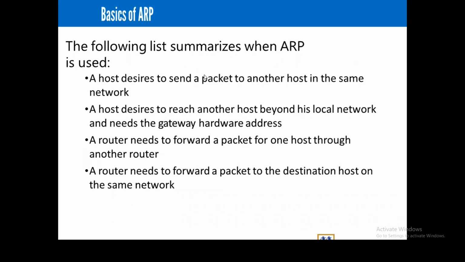So let's look at the summary of ARP use. A host desires to send a packet to another host in the same network. A host desires to reach another host beyond its local network and needs the gateway hardware address. A router needs to forward a packet for one host through another router. A router needs to forward a packet to the destination host on the same network.